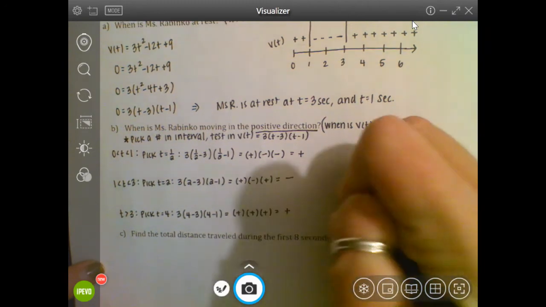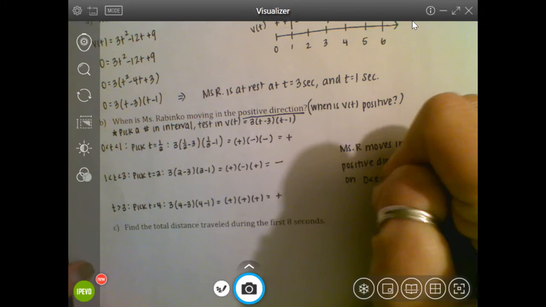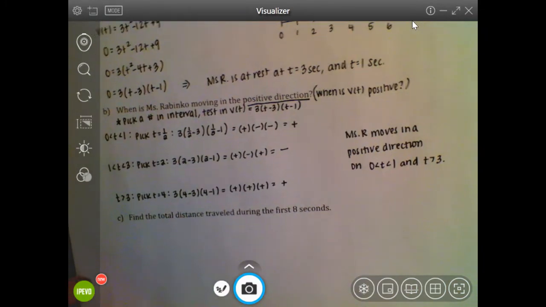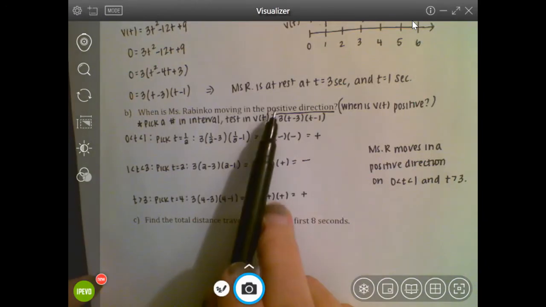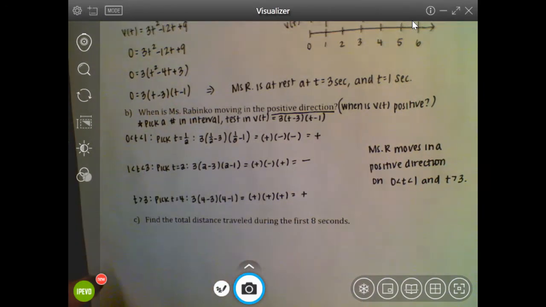On the interval from 0 to 1 and anything greater than 3. If it was asking where I'm moving in a negative direction, that would obviously be in that center interval from 1 to 3.